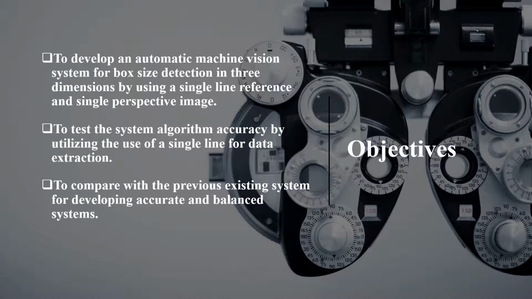The objectives of my research are to develop an automatic machine vision system for box size detection in 3 dimensions using a single lens reference with a single perspective image only. Then I'm going to test the system algorithm accuracy by utilizing a single line for the data extraction. Lastly, I'm going to compare with the previous existing system for developing an accurate and balanced system.